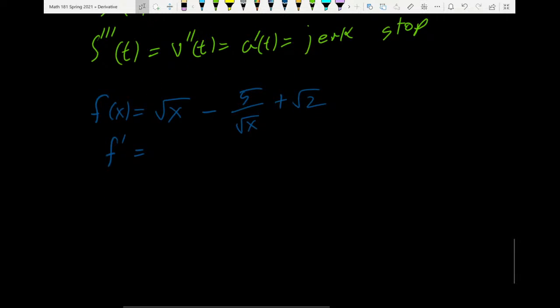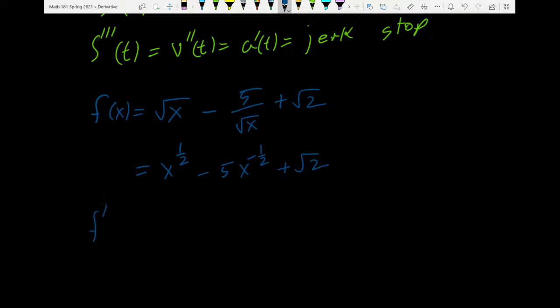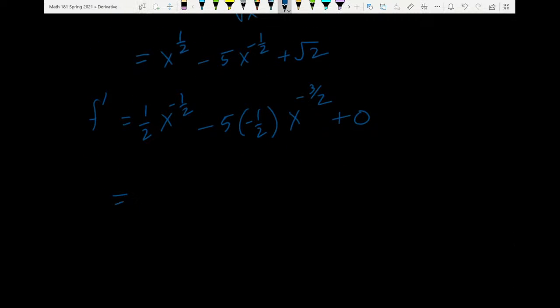Not yet. Let's do the derivative of that. Let me rewrite the problem this way. Now, the derivative of that would be, and 0. So if I simplify that, plus 5 over 2 x to the 3/2, and that would be the derivative of it.